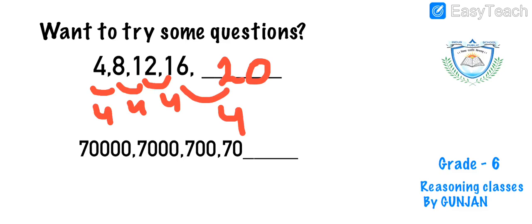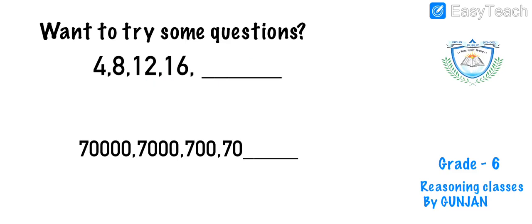But can you realize that this is a table of 4? 4 times 1 is 4, 4 times 2 is 8, 4 times 3 is 12, 4 times 4 is 16. So what should be our next number? 4 times 5 is 20. That means we can multiply numbers also to find the next logic.